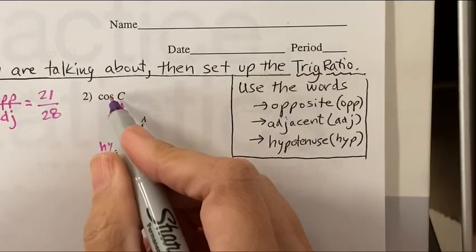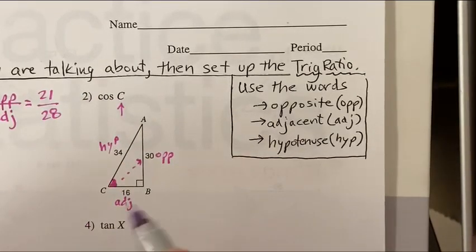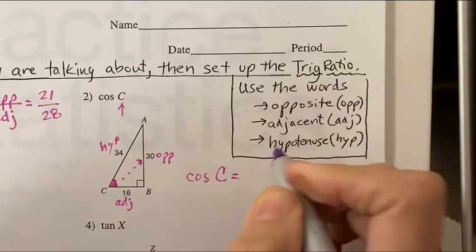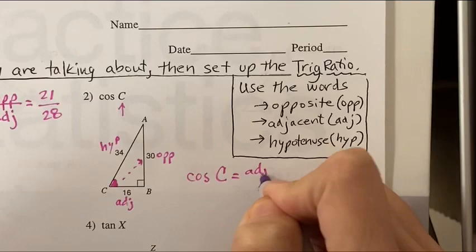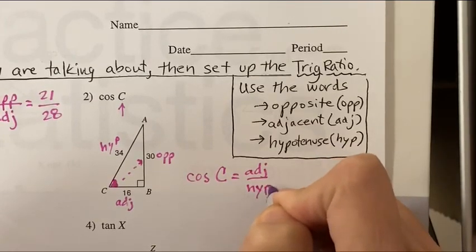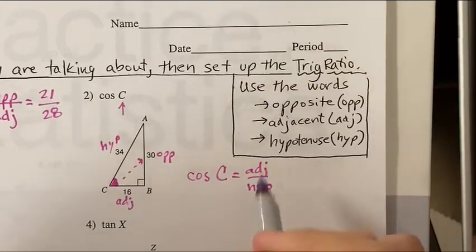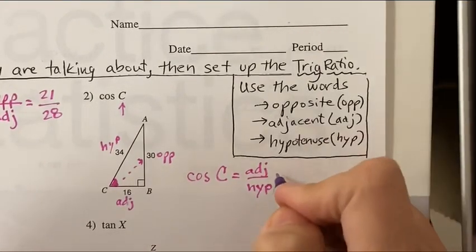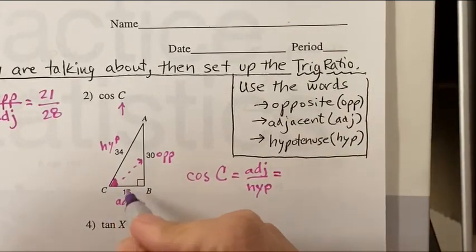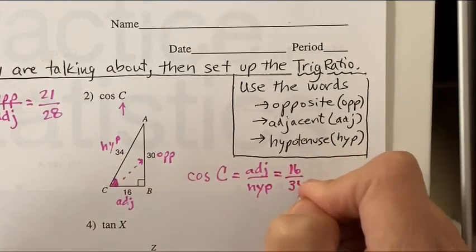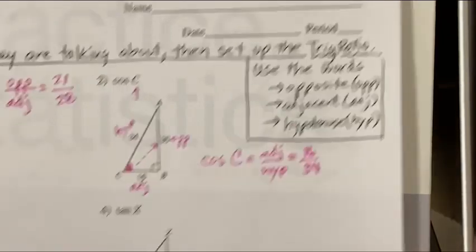Well, the cosine function is a different ratio. The cosine of an angle is equal to adjacent over hypotenuse. Okay, so you can Google that. That's all over the internet. That's what cosine means. So let's plug this in. The adjacent side is 16. The hypotenuse is 34. Okay, and we're going to just leave it like that for now.